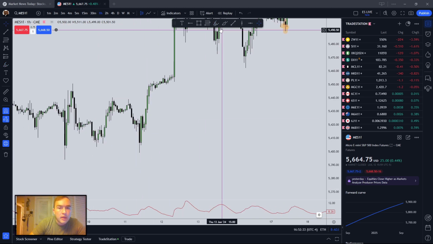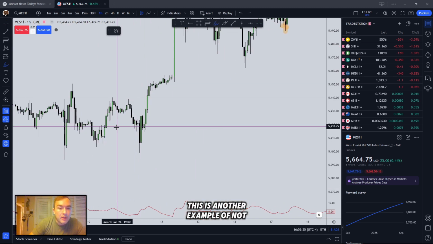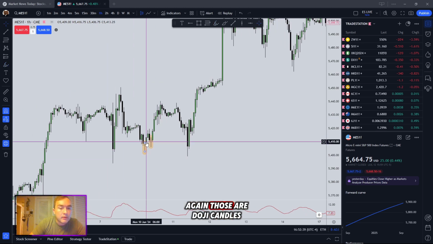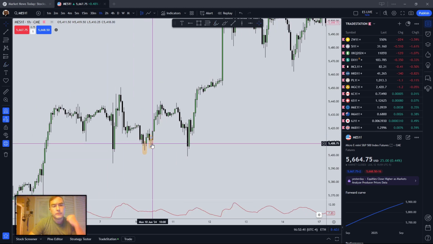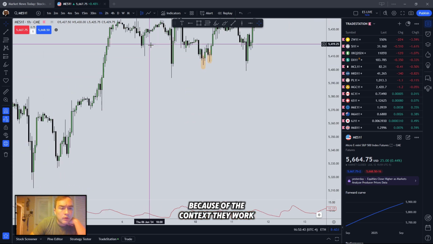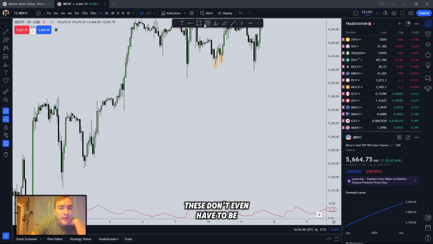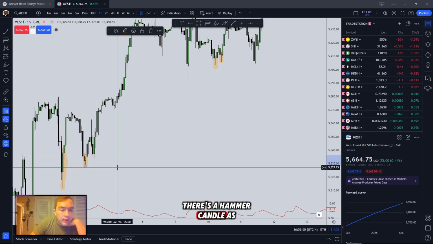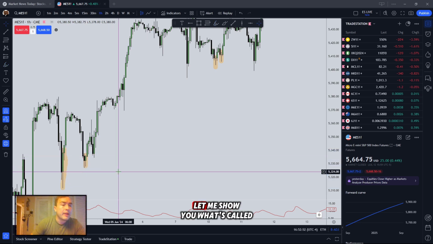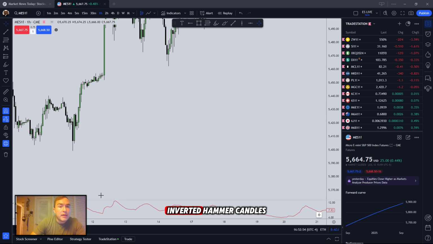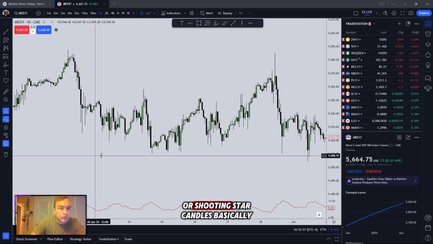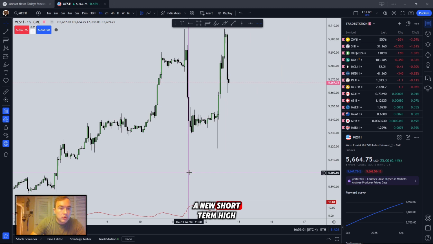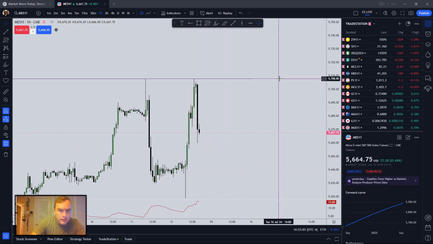Okay, guys, this is another example of not a perfect long-wicked or hammer candle, but again, those are doji candles, but because of the context, they work. Okay, guys, and these don't even have to be small candles. I would argue here that would be a hammer candle, and there's a hammer candle as well. Now, let me show you what's called inverted hammer candles or shooting star candles, but basically they should be candles that form a new short-term high that the market rejects.